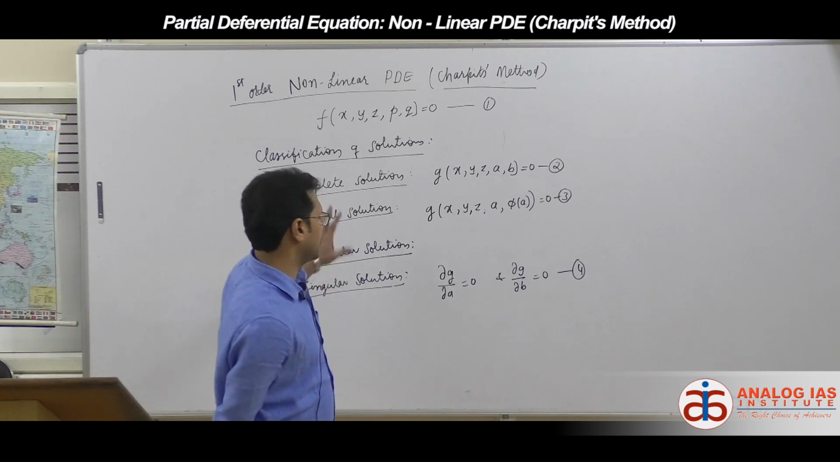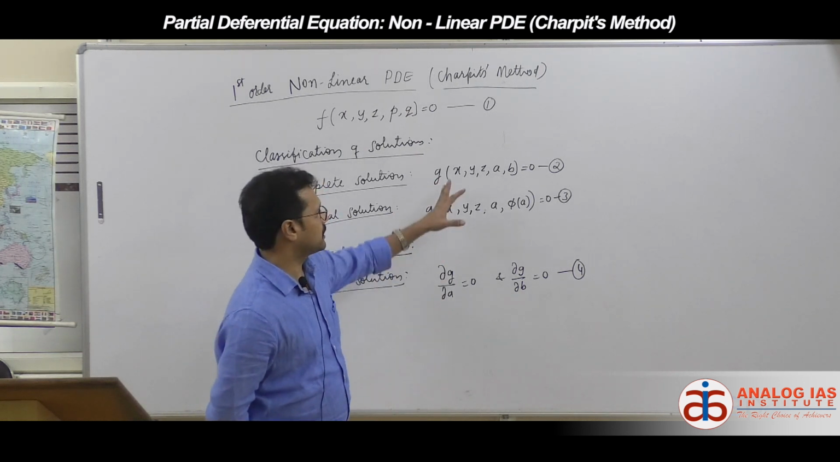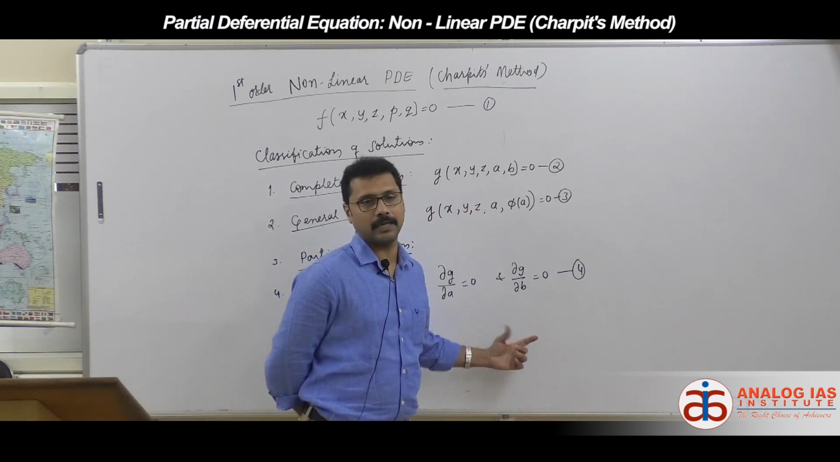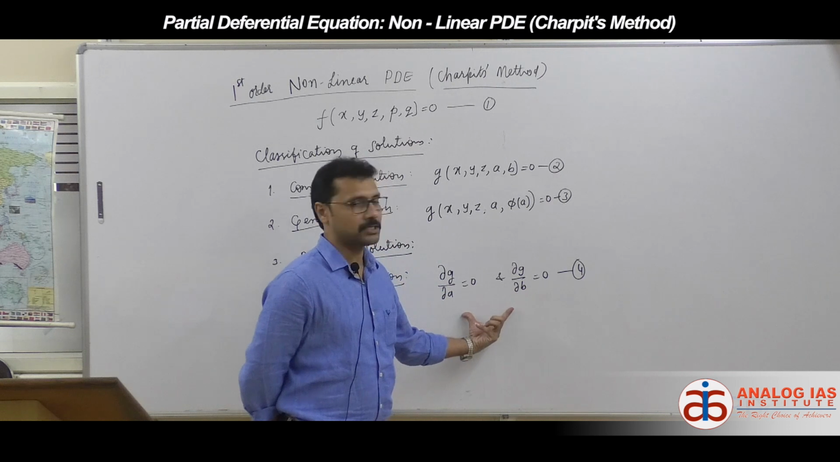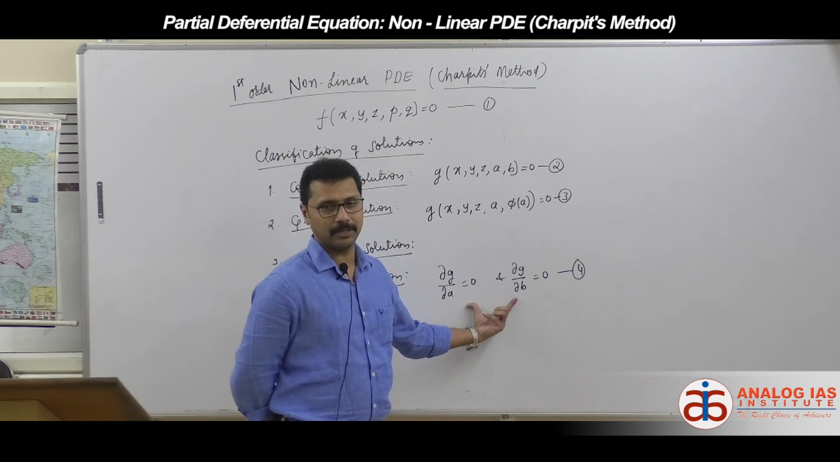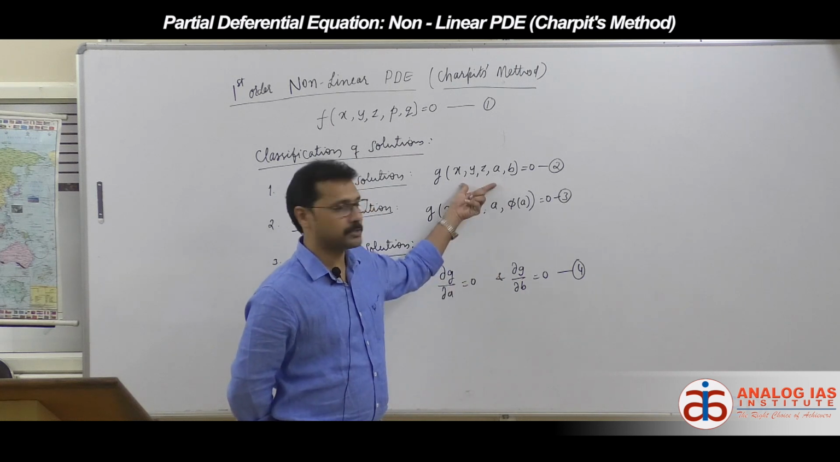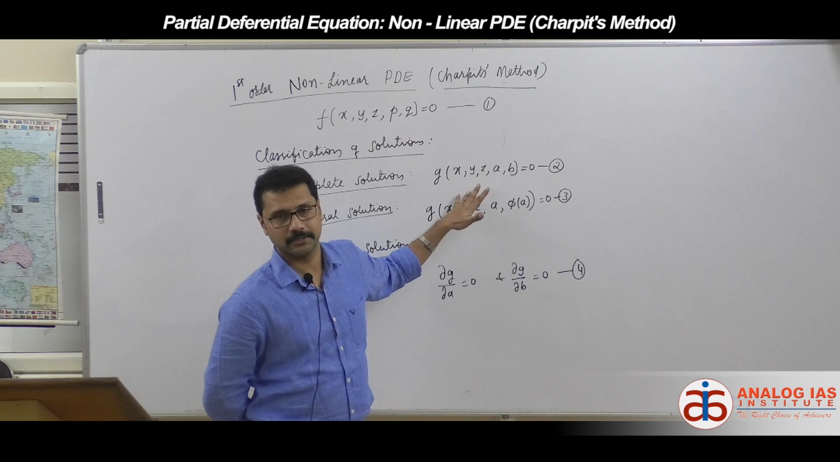Okay. So we just need to partially differentiate the complete solution with respect to a and partially differentiate with respect to b, and eliminate a comma b from 2, 3 and 4. From these two, actually you can identify two equations, two unknowns. A, b you can identify, a, b you substitute here, you will get the singular solution. Right?